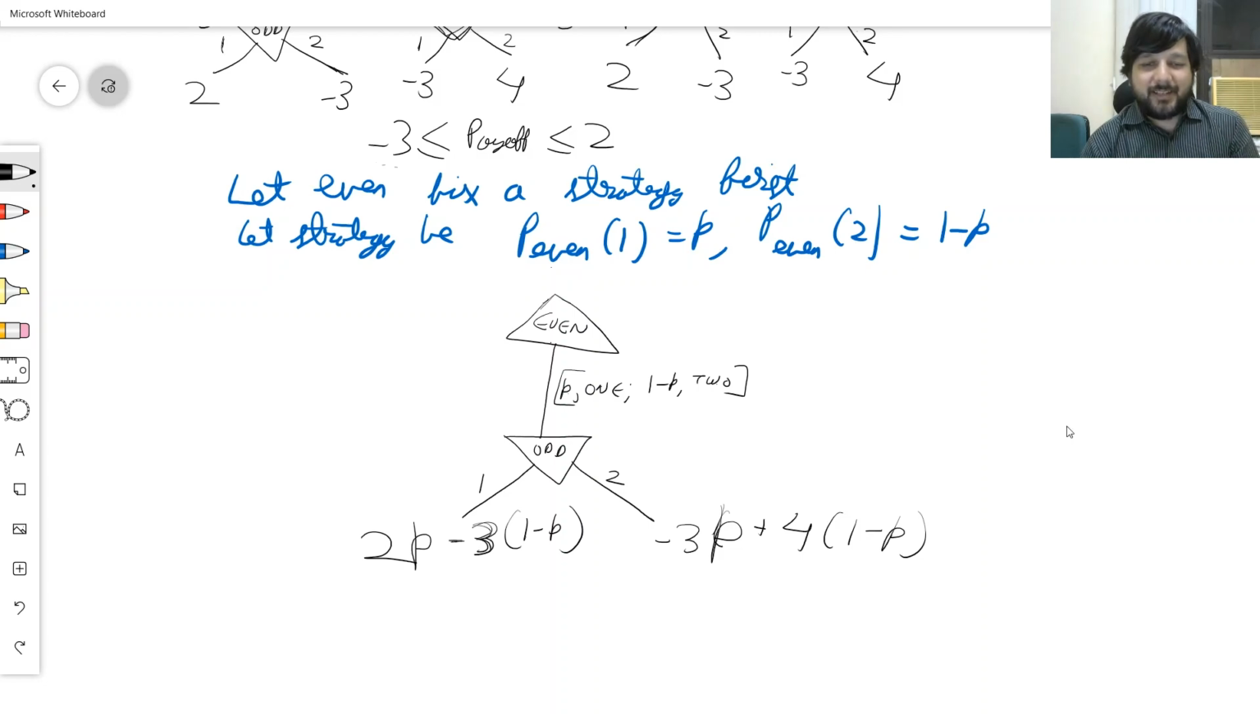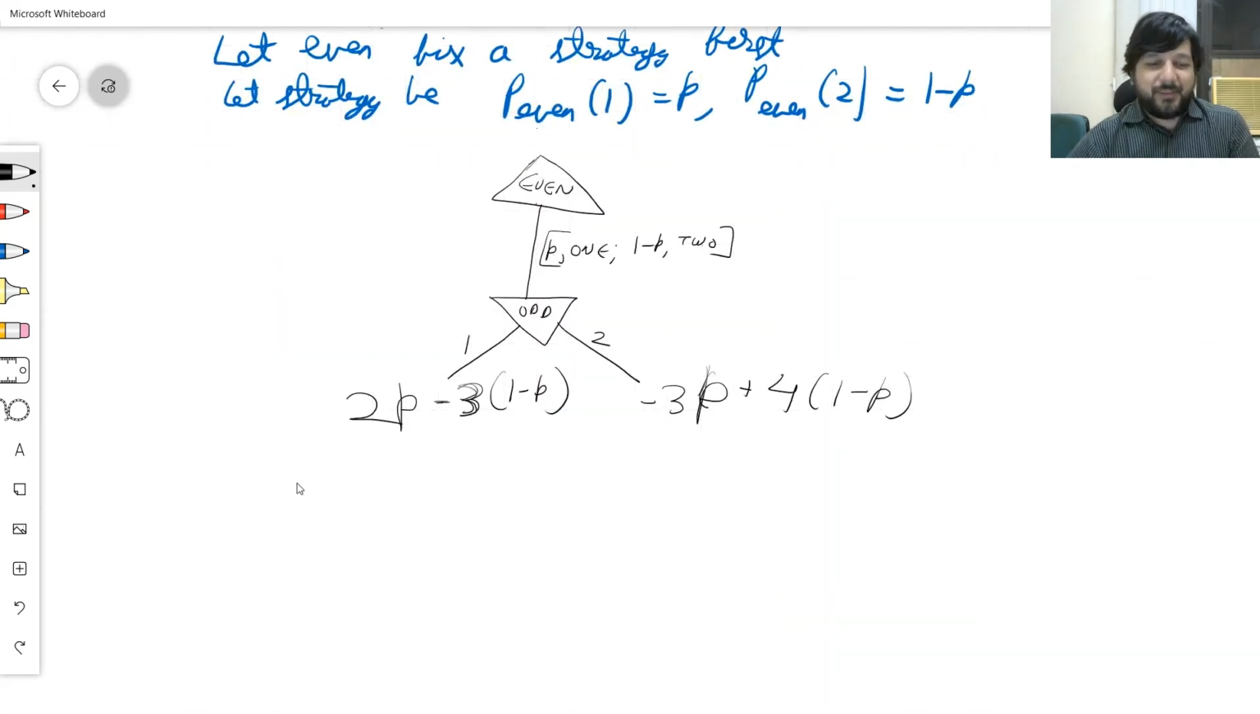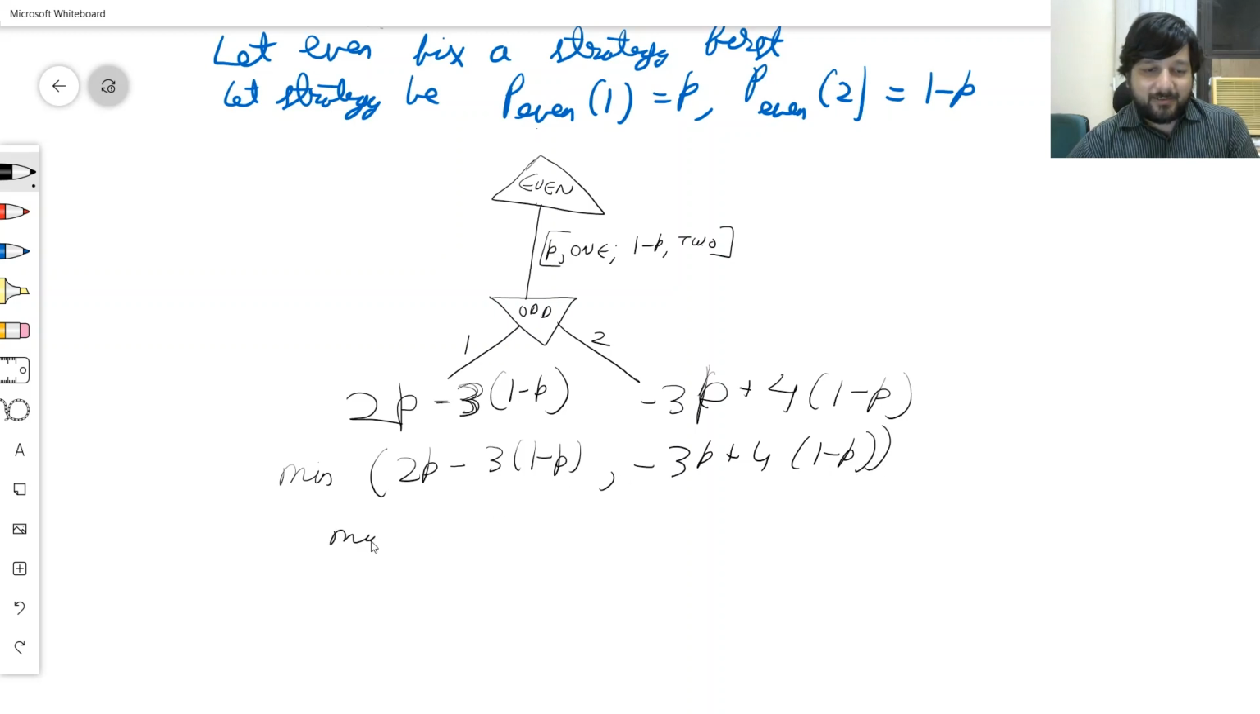And odd would of course like to take the minimum of them, so that's the minimum of 2p minus 3 times 1 minus p, and minus 3p plus 4 times 1 minus p. Let's simplify it. This one becomes 2p plus 3p, so this becomes 5p minus 3, and this becomes 4 minus 7p.